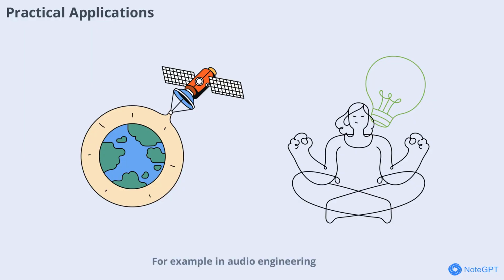For example, in audio engineering, matching the output impedance of an amplifier to the input impedance of a speaker ensures the loudest and clearest sound. In radio transmitters, matching the antenna's resistance to the transmitter's output allows for the strongest signal transmission. These practical uses highlight the importance of the theorem in achieving optimal performance in various electronic systems.